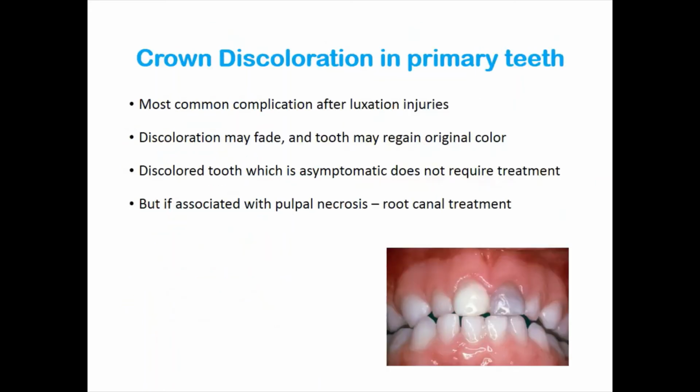The crown discoloration in the primary teeth is the most common complication that we see in the luxation type of injuries, and this discoloration may fade and the tooth might regain its original color. If the tooth is discolored but asymptomatic, then there is no need of any treatment. But if it is associated with any pulpal necrosis, then pulpal treatment needs to be done. So a pulpectomy needs to be done in such teeth.